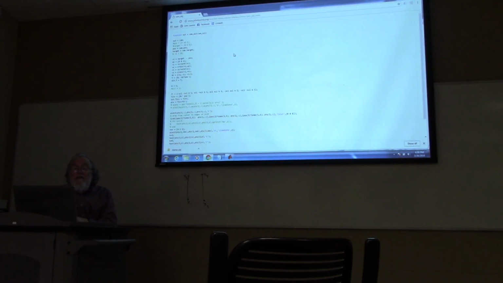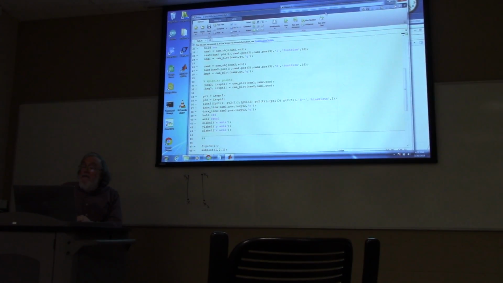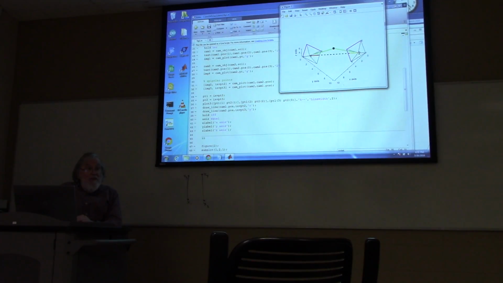There's a function here, camera object, given a camera parameter, which is a structure. It has camera.pos, which is the camera position, camera.target, and basically that function is responsible for drawing the camera, drawing that little pyramid with the point in there. So that's what's doing that.